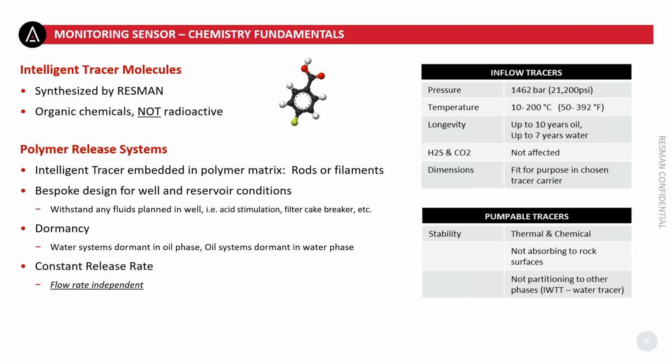So just to give you some information about that, the pressure range that we're dealing with, we have dealt with pressures up to 21,200 psi. The temperature range that we have worked with is from 10 to 200 degrees C. And as I mentioned, the longevity for the oil systems is up to 10 years. The longevity of the water systems is up to 7 years. H2S and CO2, once we know about it, we can design for it and it will not affect our tracer systems.